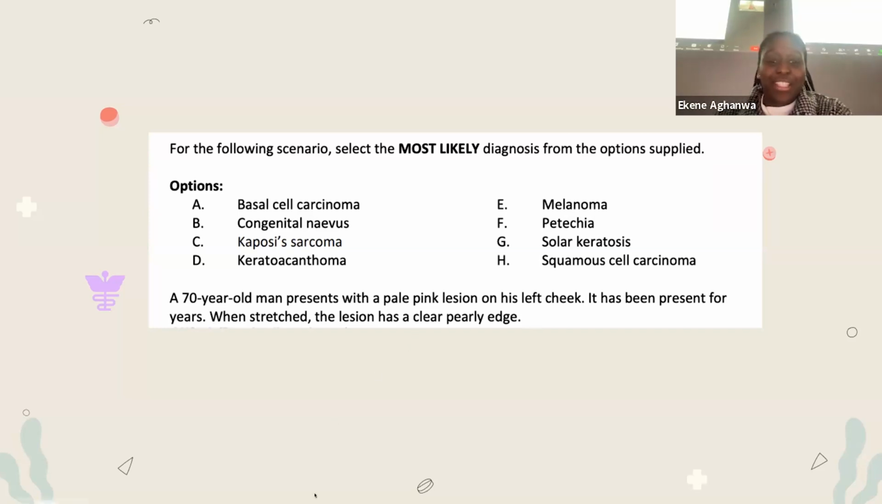I can hear some BCC and SCC. I have BCC in the chat. So, to those of you who said BCC, you're right. This is a BCC. The clear pearly edge definitely leads you towards BCC, as well as the fact that it's an older man, but we'll talk about it more.